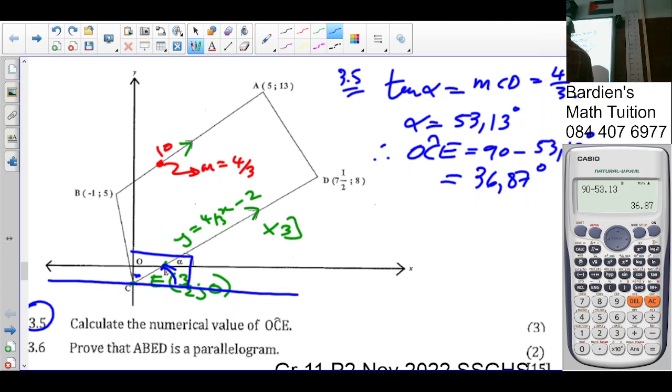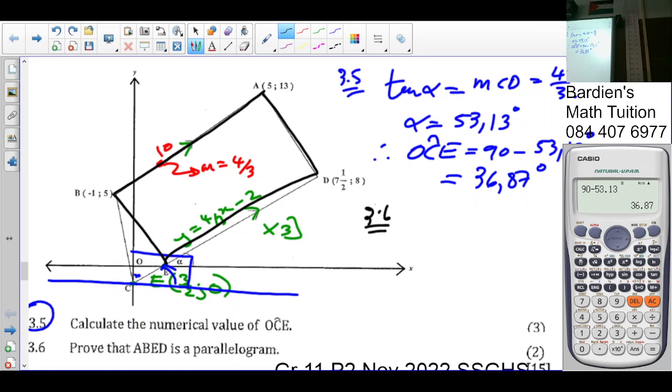Okay. Then the last question says, 3.6. Prove that ABED is a parallelogram. Now to prove parallelograms, I can prove one of 5 here. But since we already know that that is parallel, can you see it's already parallel? And we know that is 10. So if we can prove that DE is 10, I've done the job.